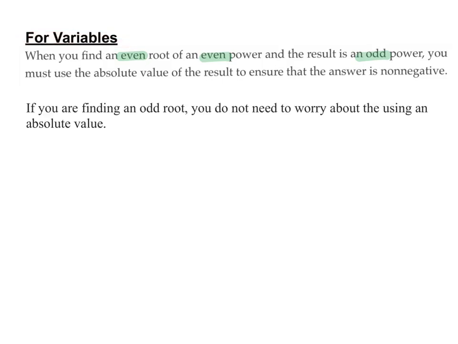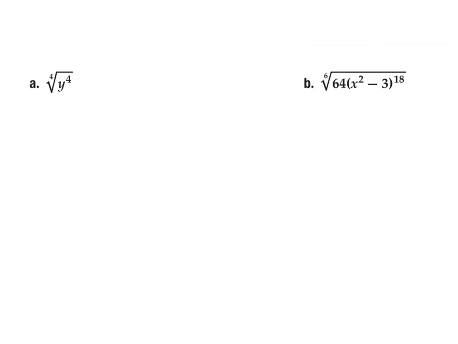Okay, so look at an example. Again, as I've said before, if you're finding an odd root, it doesn't matter. You don't have to worry about any special whatever. You can have negatives or positives, it's fine. So you don't have to worry about the absolute value if the index is odd. You potentially only have to worry about it if the index is even.